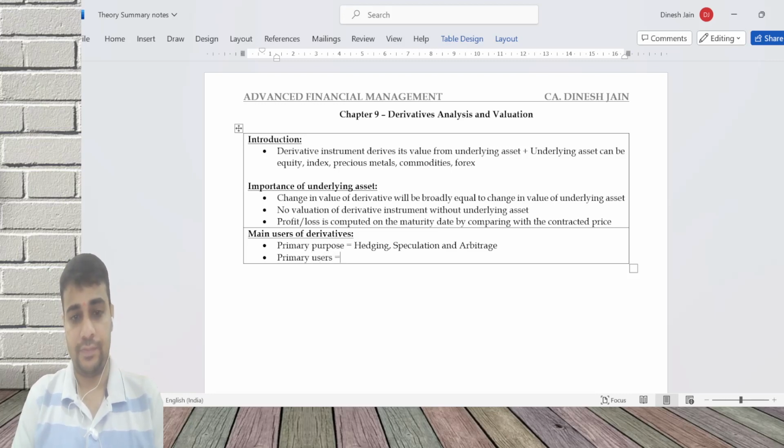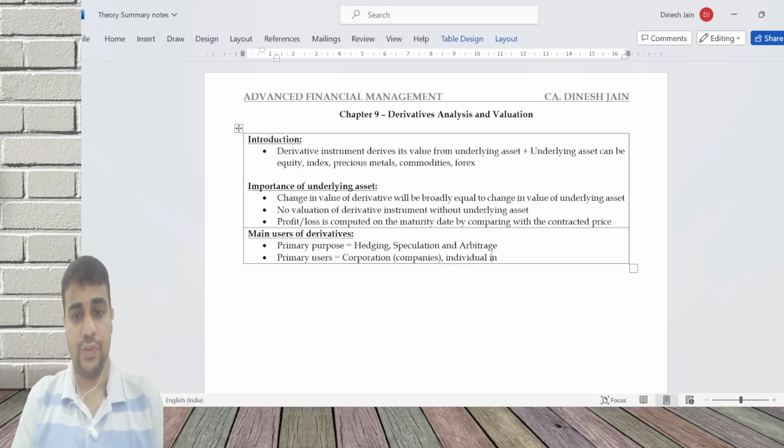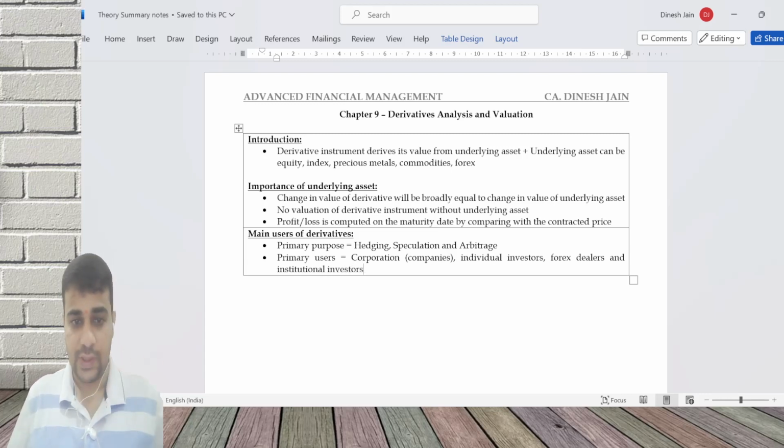Primary users: corporations, which is nothing but companies, individual investors, forex dealers, and maybe institutional investors. These are the primary users. Purposes: hedging, speculation, and arbitrage. And primary users are corporates, the individual investors, forex dealers, and the institutional investors.